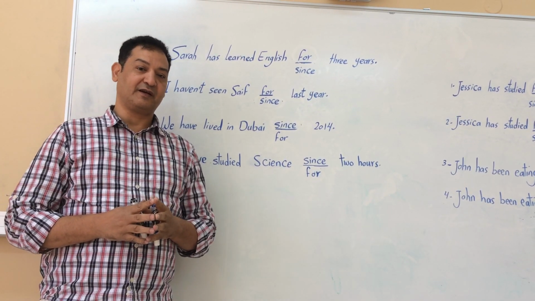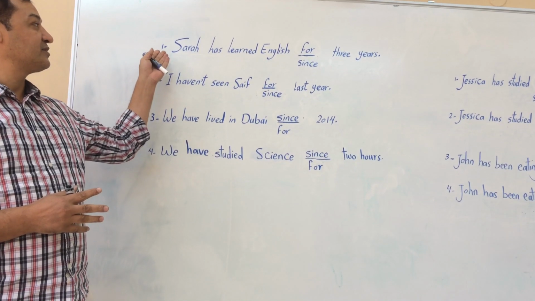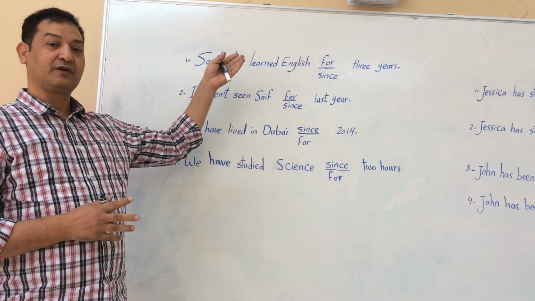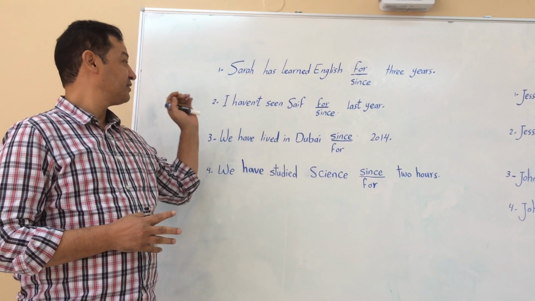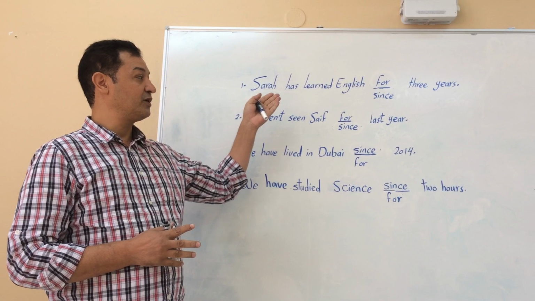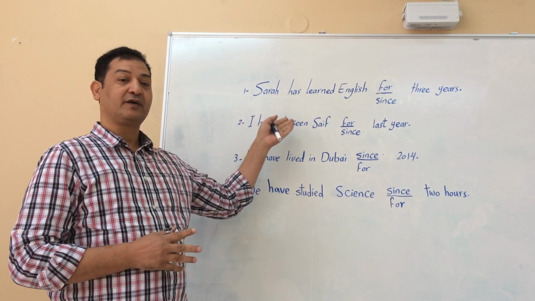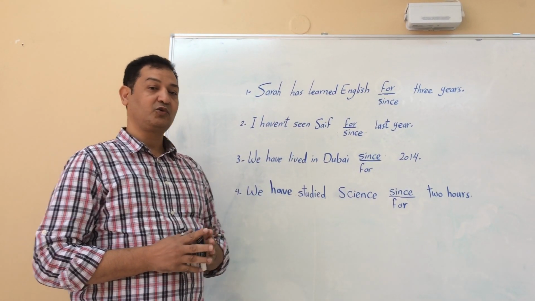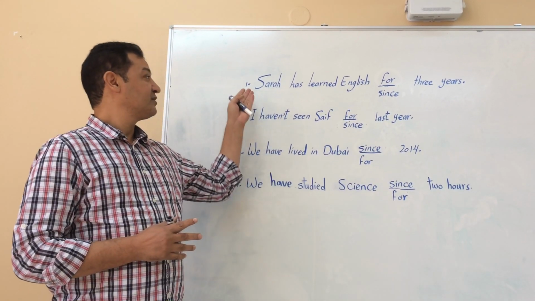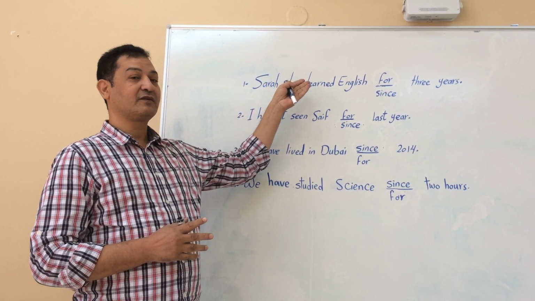Let's see the examples. Example number 1. Sarah has learned English for 3 years or since 3 years. Example number 2. I haven't seen Saif for last year or since last year. You have to think. Let's go to number 1. Sarah has learned English. What is the answer?